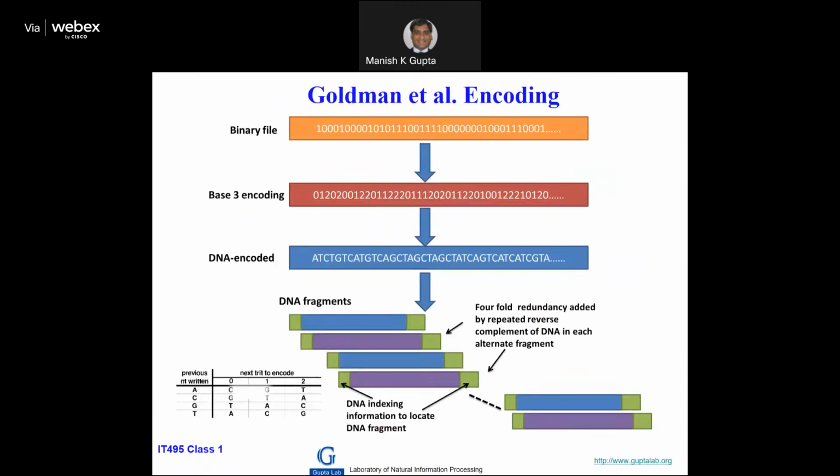So I'll give you an example. See, this is the Goldman work: a binary file, the byte string converts into base 3 encoding, a 012 string, and then is converted into ACGT using this kind of map. And then they use DNA fragments like this for 4-fold redundancy. So it is a very naive error correction technique that he used for correcting the errors.